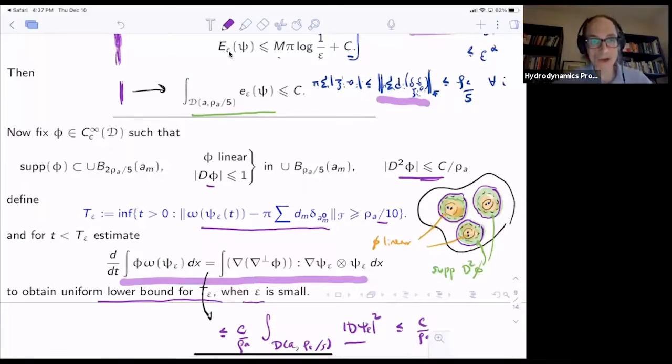Okay, and so what do I conclude? I conclude that this integral can grow at most linearly in time, as long as the time is less than this t epsilon. And I want to use this to prove that this inequality can't be violated. And the point is, as long as t is less than t epsilon, then I know from above that.